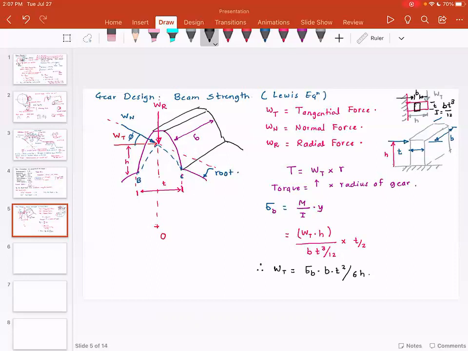Now, this equation comes from the plane bending equation. What that means is, if I know the dimensions of the tooth, I should be able to find the unknown parameter. It could be WT or it could be sigma B. One thing to observe, and this is very important, T and H are both dependent on module.